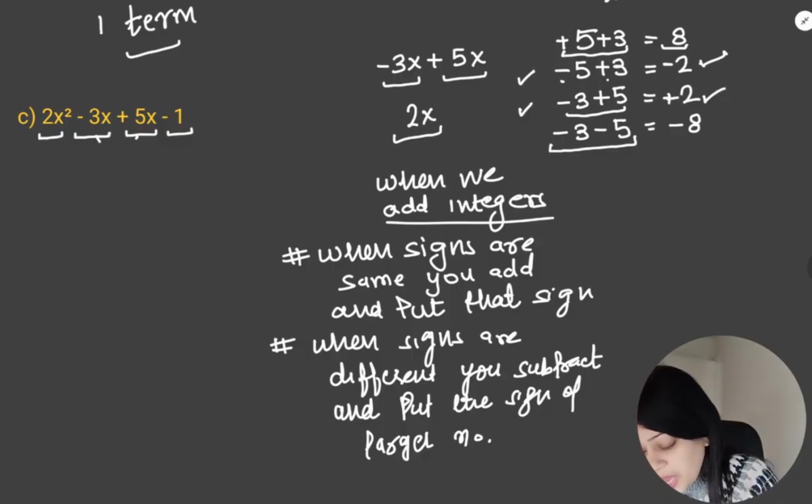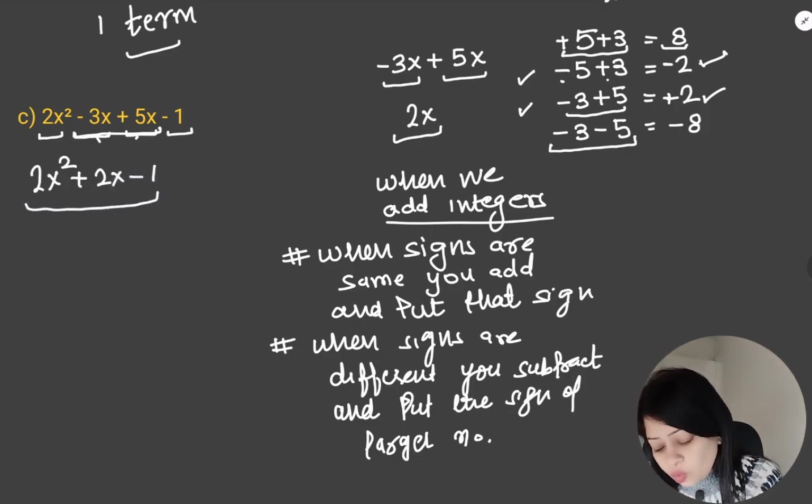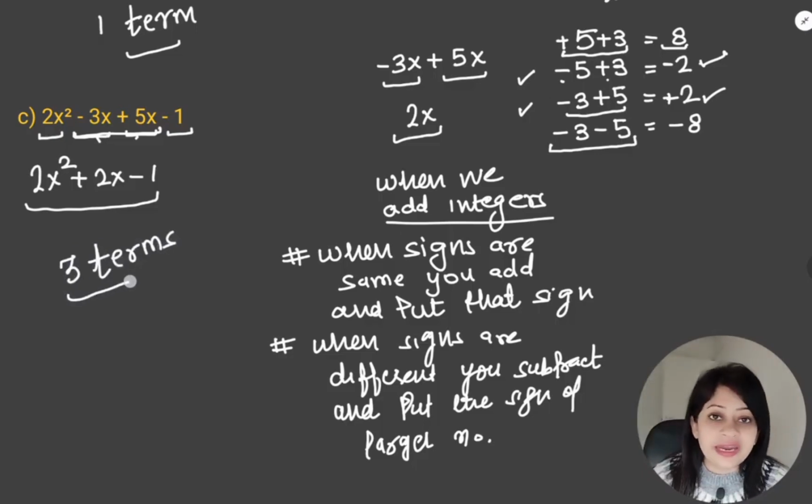Here, now we have 2x square. I will write minus 3 plus 5 is plus 2x minus 1. So how many terms do we have now? 1, 2, 3. So we will write 3 terms. Okay, we were adding terms.